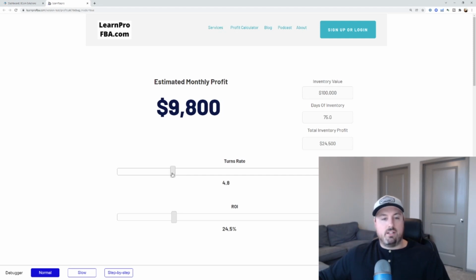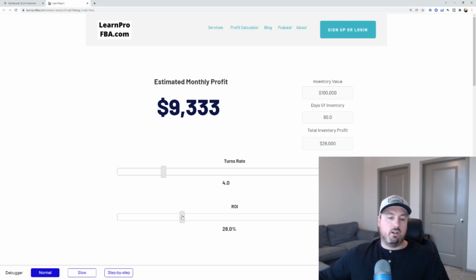Now, what if my turns becomes lower? Maybe the inventory I'm buying isn't as good, or I go for a higher ROI, because these two things interact with each other, where if you want to get a higher ROI on the same inventory that you have, you're probably going to get a lower turns, or you're definitely going to get a lower turns, because you're going to raise your minimum profit margin on all of your inventory.